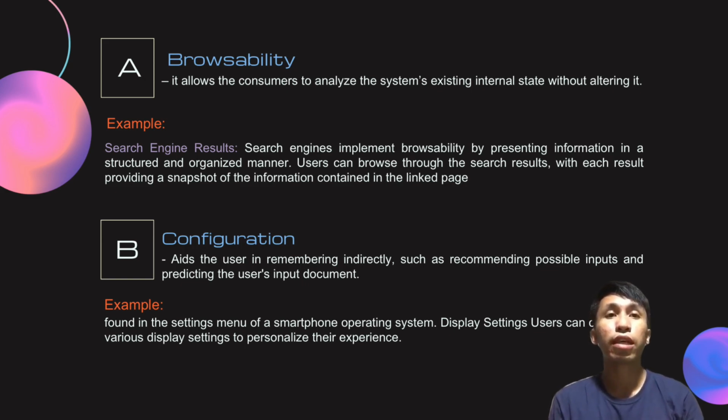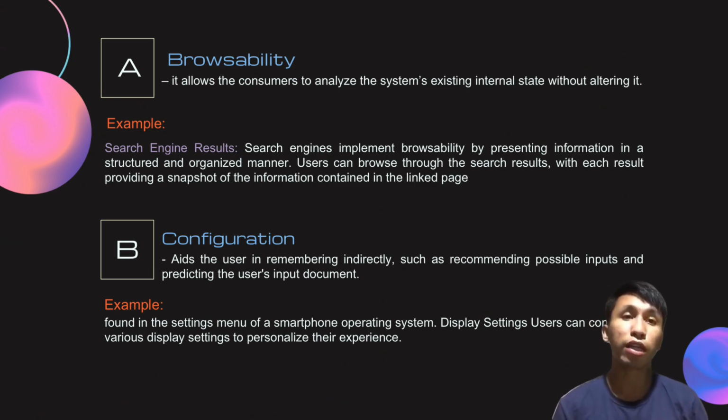Browsability. Browsability allows the consumers to analyze the system's existing internal state without altering it. So, browsability is crucial for providing users with a comprehensive understanding of the system's current state. It allows users to navigate through different parts of the system, inspect various elements, and understand their functions and statuses. The importance of browsability lies in its ability to enhance user experience by allowing users to freely explore and understand the system. It reduces the learning curve and increases user engagement. It also aids in troubleshooting as users can inspect the system's state to identify potential issues.